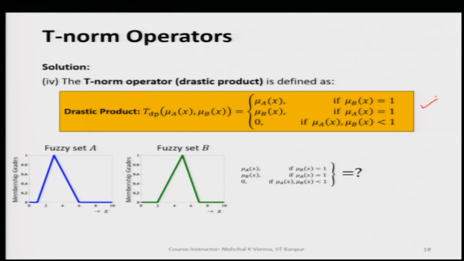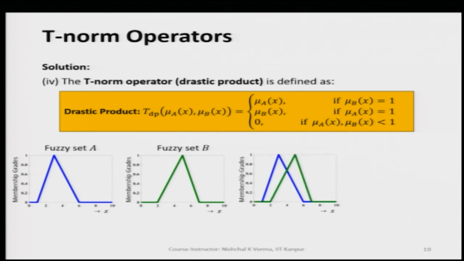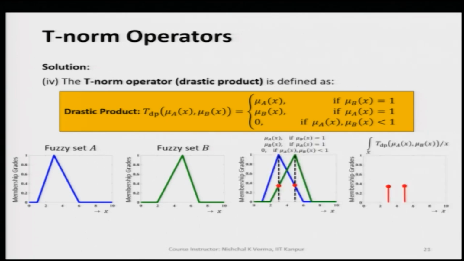So, we see that we are getting this as the outcome of the drastic product of the membership function of fuzzy set A and the membership function of fuzzy set B. And please understand, here we are getting only two values. So, here we are getting discrete values, or I would say we are getting only two membership values as the outcome of the drastic product of the continuous fuzzy sets after applying this condition.